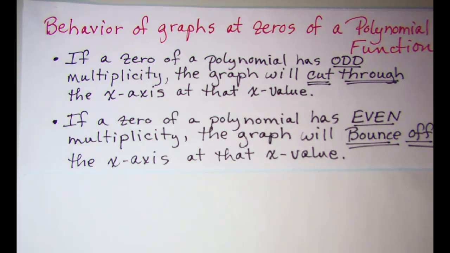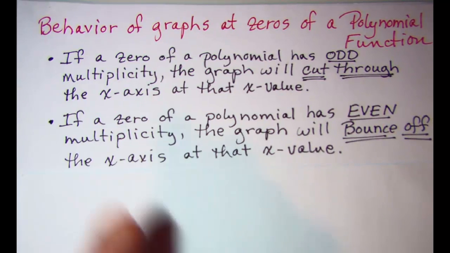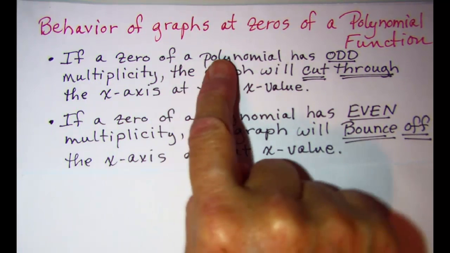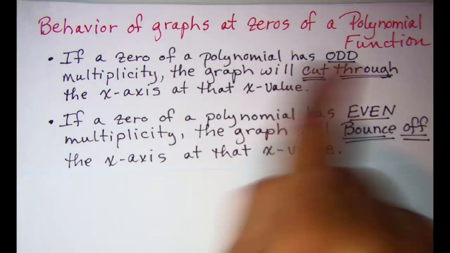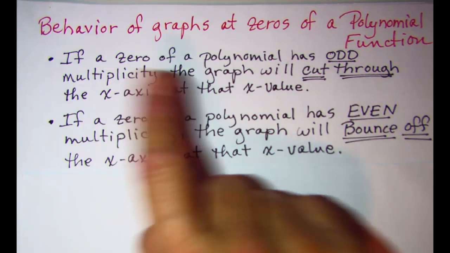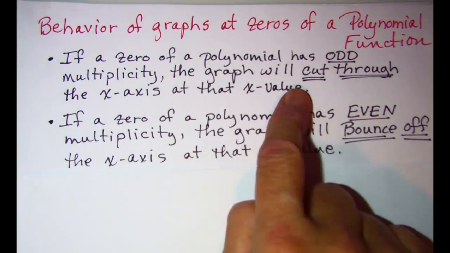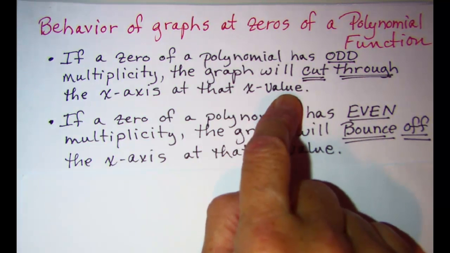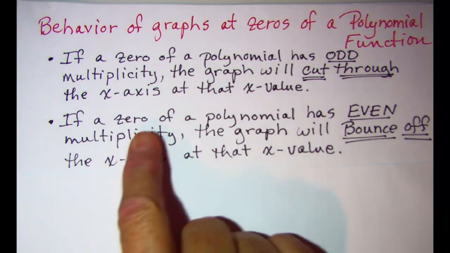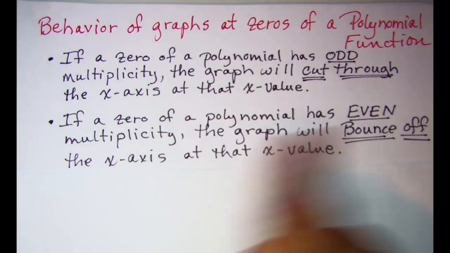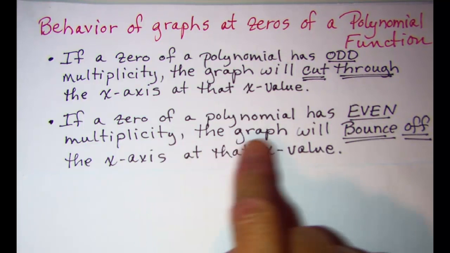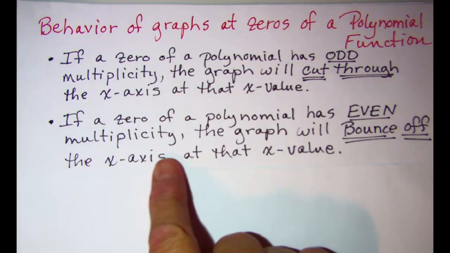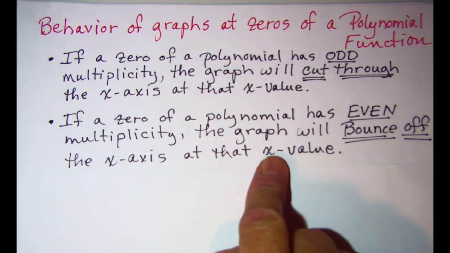In this video, we'll look at the behavior of graphs at the zeros of a polynomial function. Two things to keep in mind. If a zero of a polynomial has odd multiplicity, the graph will cut through the x-axis at that x value. If a zero of a polynomial has even multiplicity, the graph will bounce off the x-axis at that x value.